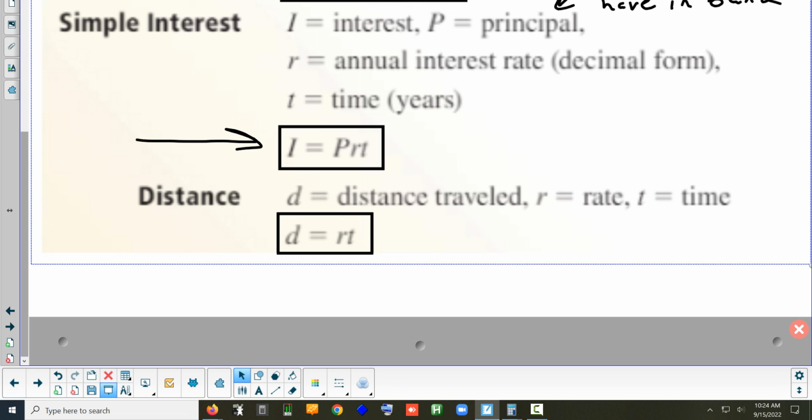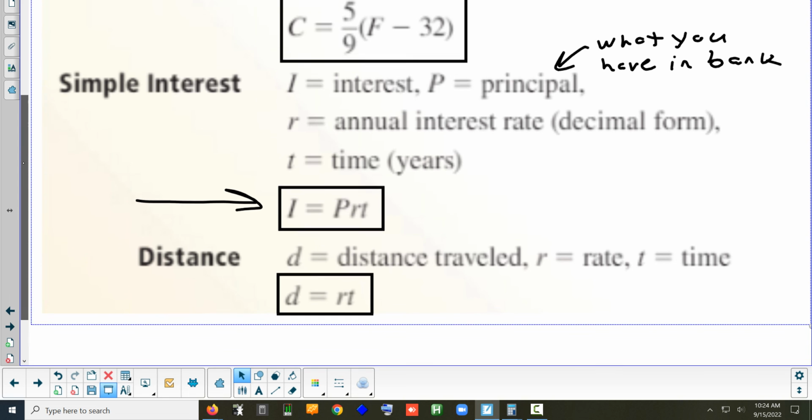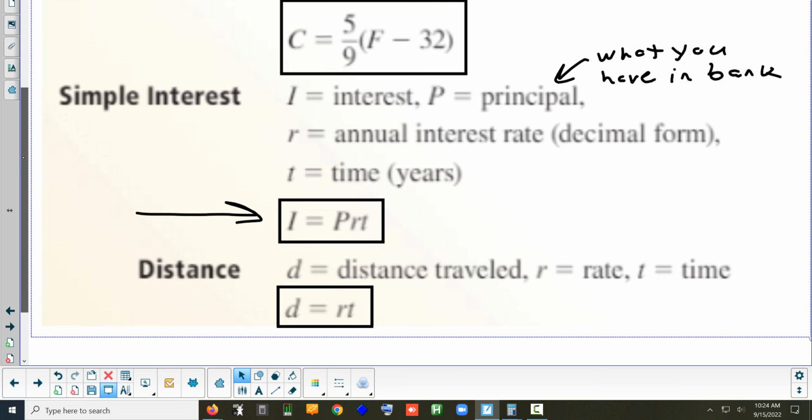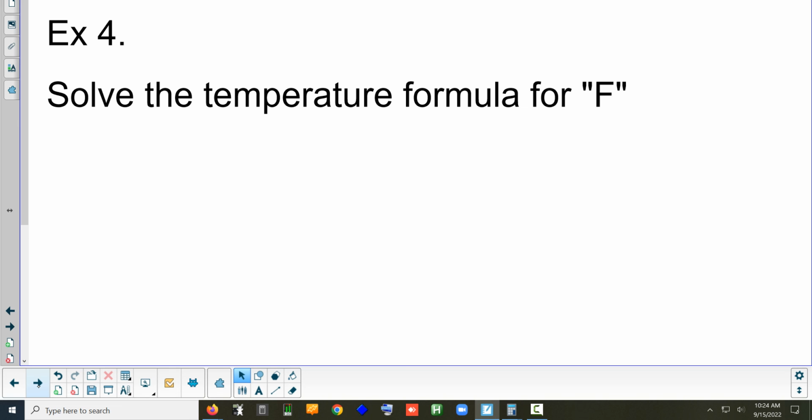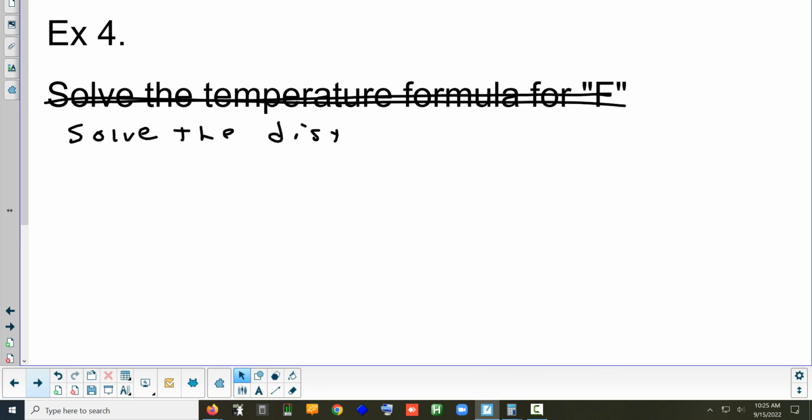Anything there that anybody needs me to read because it came out a little fuzzy? Everybody has those 3 boxes? Okay, so let's do something with this one. Distance equals rate times time. So example 4, I'm just going to change it to the same one you guys have. Solve the distance formula for R. Okay, so now that should be the same one you guys have.